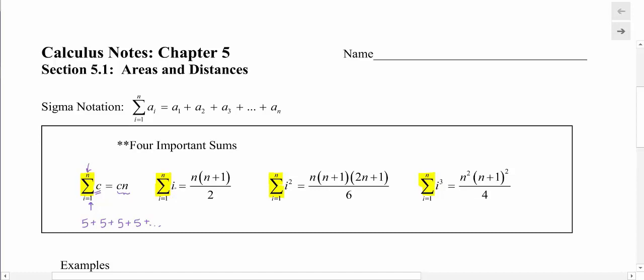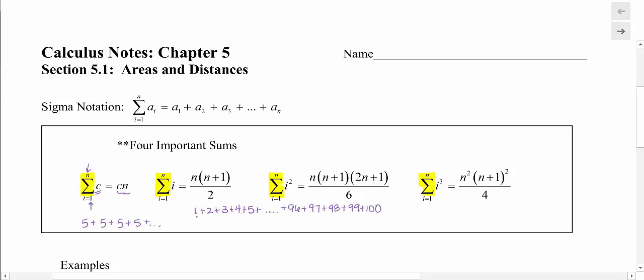So we do the same thing. Now the term that we are adding is going to be changing. So the sum of all i, when i is going from 1 to n. And what that would look like is 1 plus 2 plus 3 plus 4 plus 5, and I'll just go to 100. Let's say 96, 97, 98, 99, and 100.